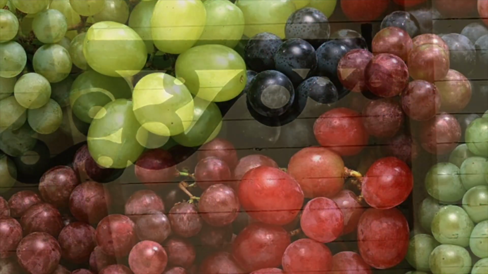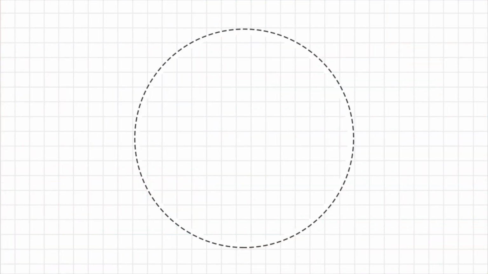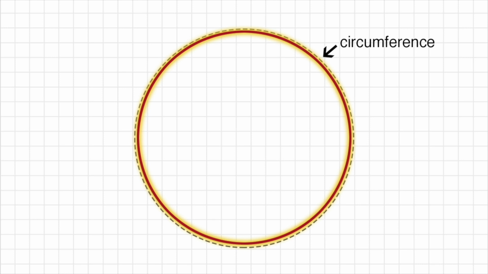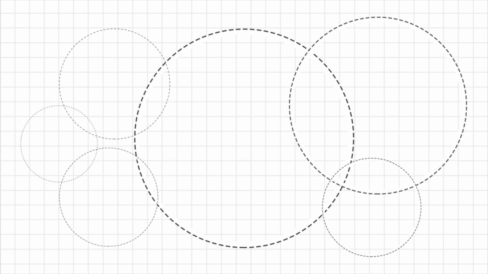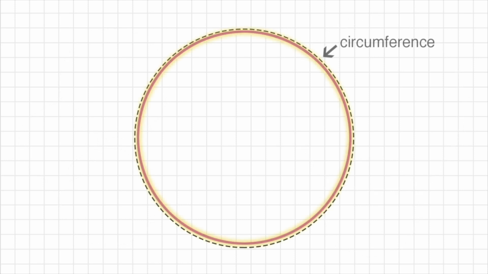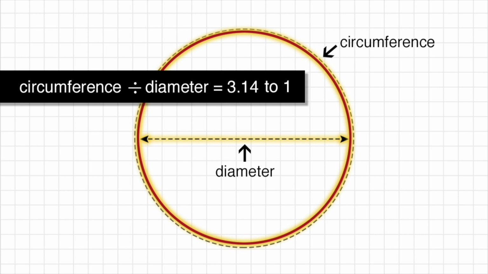A circle is a geometric figure with several special properties. Two basic dimensions of a circle are its circumference and its diameter. Whatever the size of the circle, these two quantities always have the same ratio. If you divide the circumference by the diameter, you get a ratio of about 3.14 to 1, which is the famous number pi.